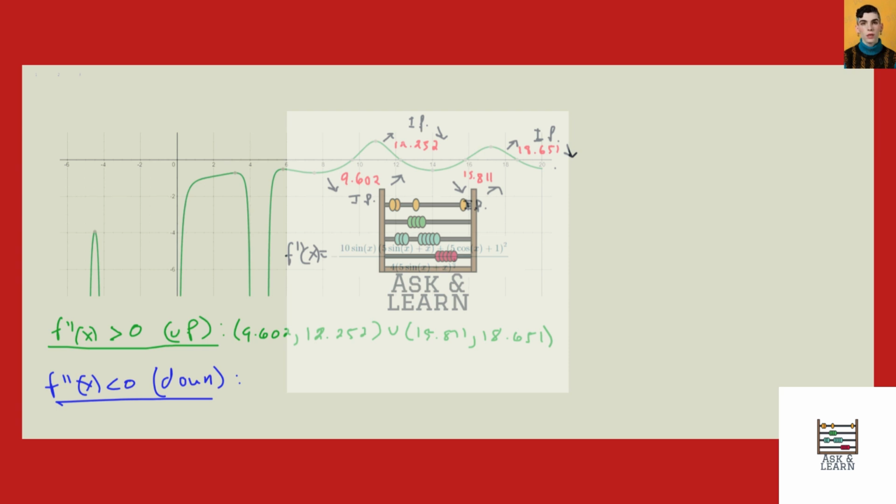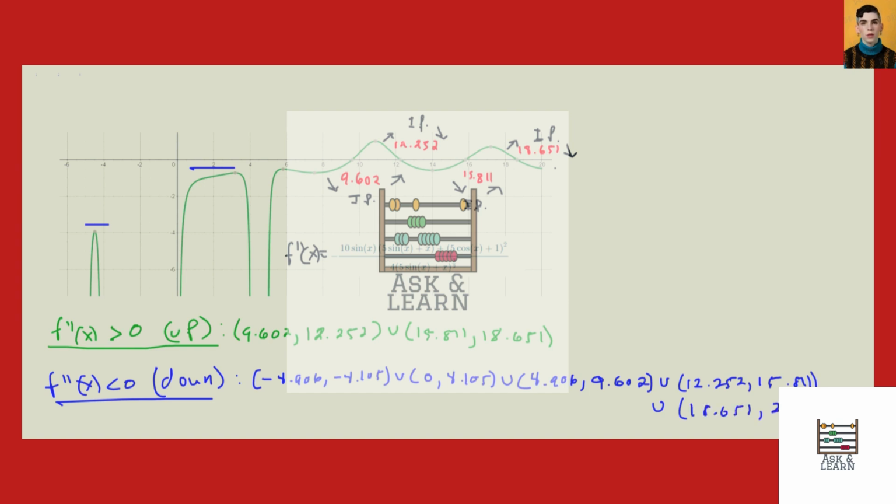Now it's concave down on these intervals, which are going to be negative 4.906 to negative 4.105 union 0 to 4.105, and then from 4.906 to our first x-intercept being 9.602, and then it's negative again from around 12.252 until 15.811, and then our last interval will be from 18.651 to our endpoint, 20.